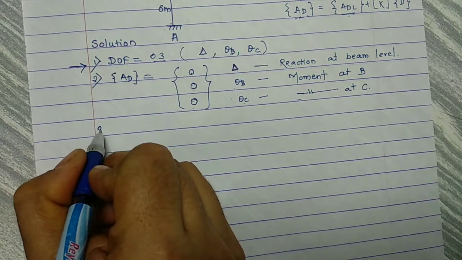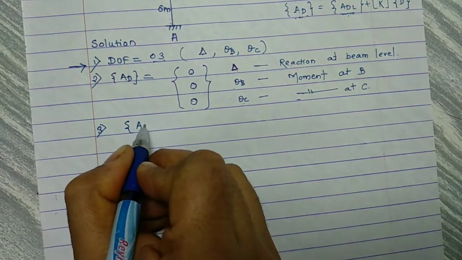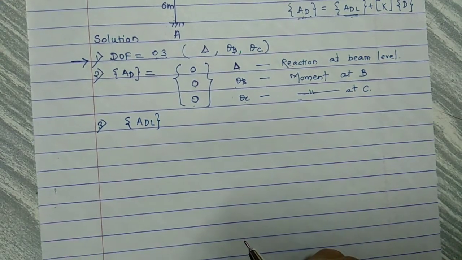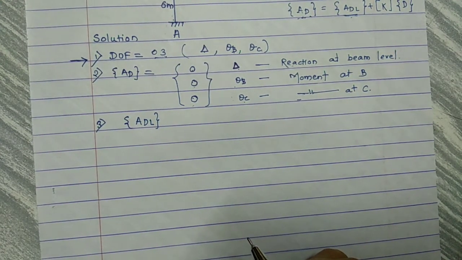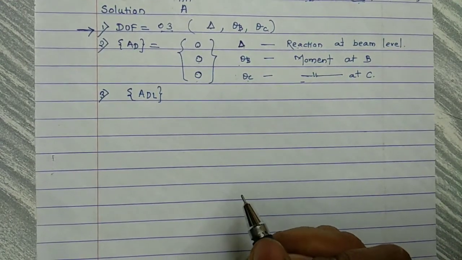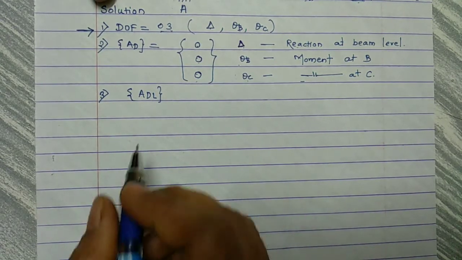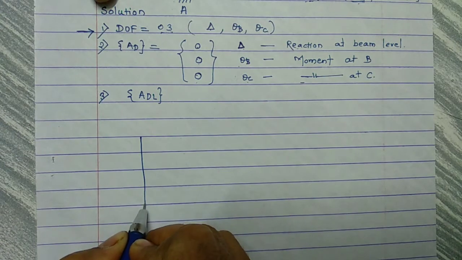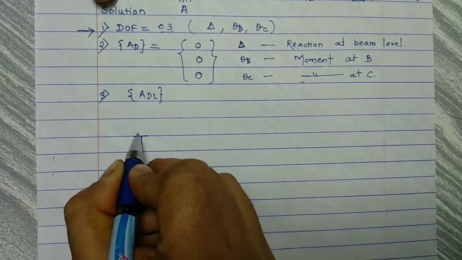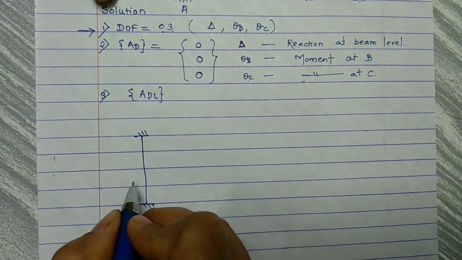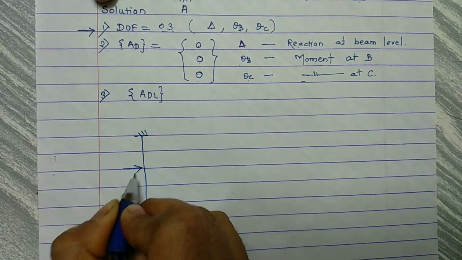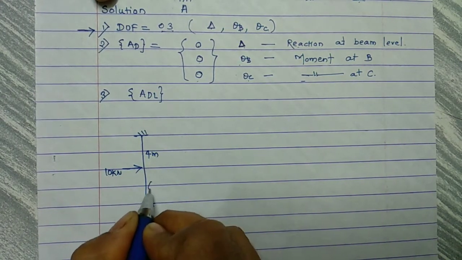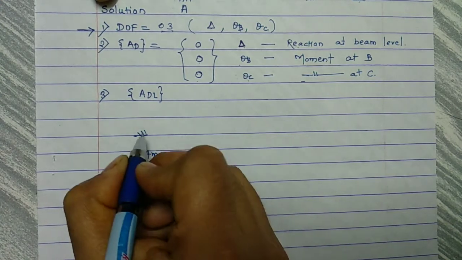Now the second matrix, that is ADL. So write in step number 3, the ADL matrix, that is the action corresponding to displacement in the restraint structure. Here you have to draw the restraint structure. There are 3 members, we'll draw them separately. The first member AB is subjected to a 10 kilonewton load at 4 meter distance from B, 6 meter distance from A.